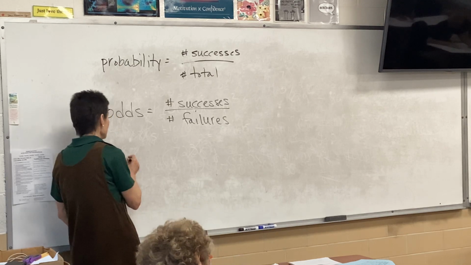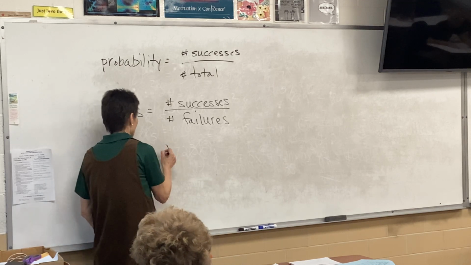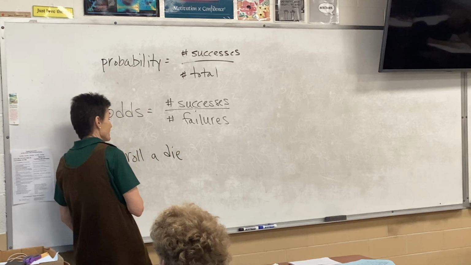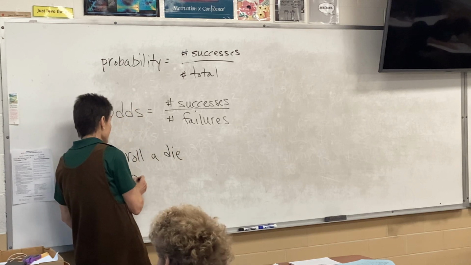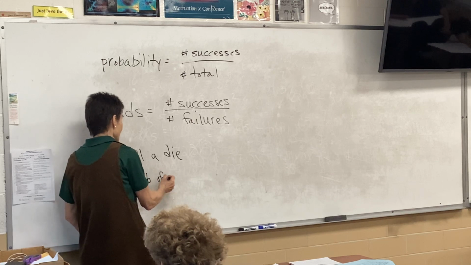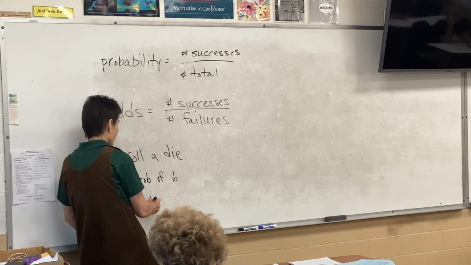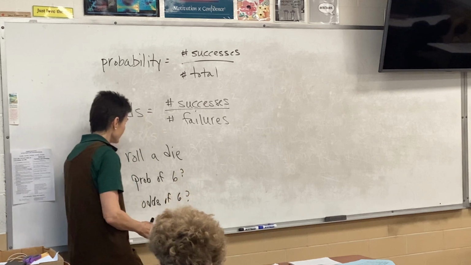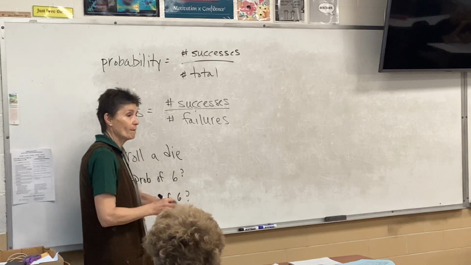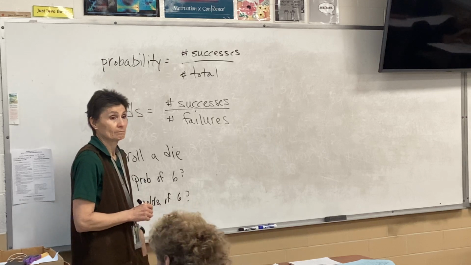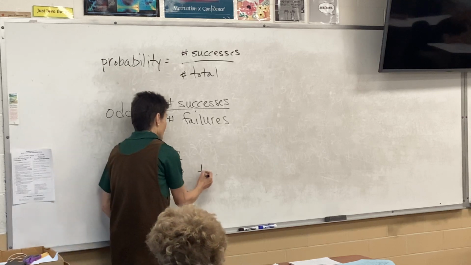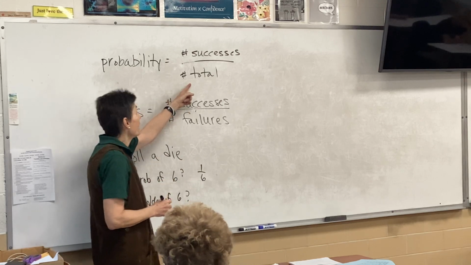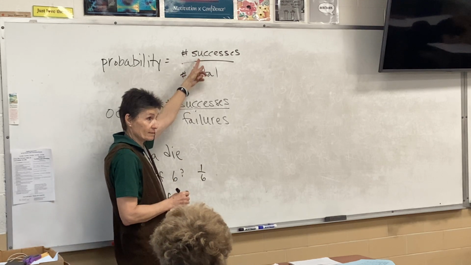So let's roll a die. This is just some basic background before we start doing the actual problems. What is the probability of getting a 6? And what are the odds of getting a 6? Okay? Well, tell me. Roll a die. What's the probability of getting a 6? 1/6. Because there are 6 numbers altogether, 6 totals, and one of them is a 6.